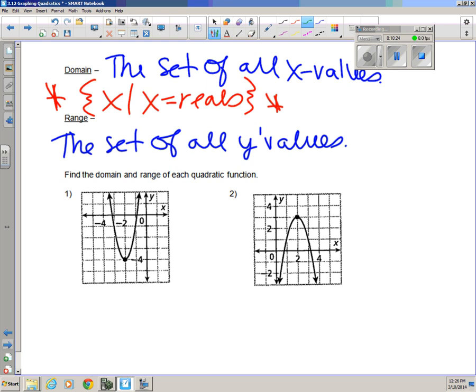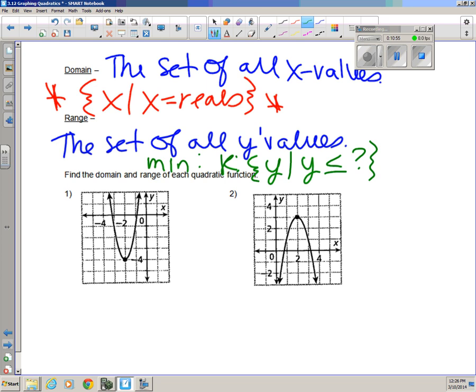It depends if it's a max or a min, because if you've got a minimum value, then your range is going to be that particular smallest y value or anything more than it. If it's a max, it's going to be that particular y value of the vertex and anything less than it. So it's all about the vertex.